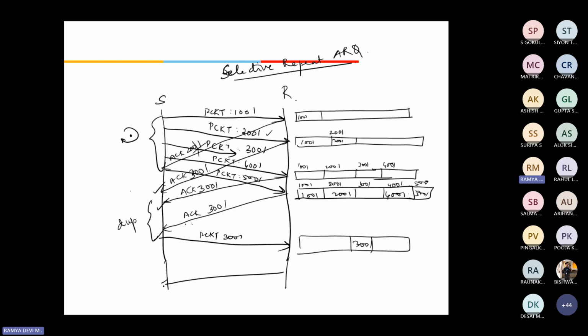Now it will be sending a cumulative acknowledgement. So ACK 6001. This 6001 informs that from 3001 to 6000, all the bytes are received, and I'm expecting 6001. Any doubts?